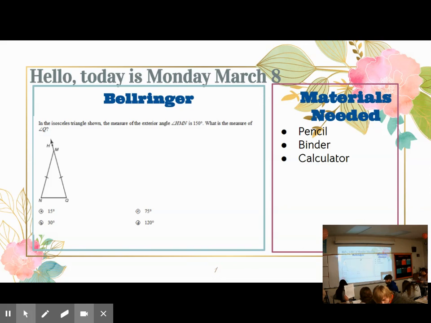Wait, do we have a paper assignment or on the computer? Today? Paper assignment. How long will it take us? Why is class so fast?